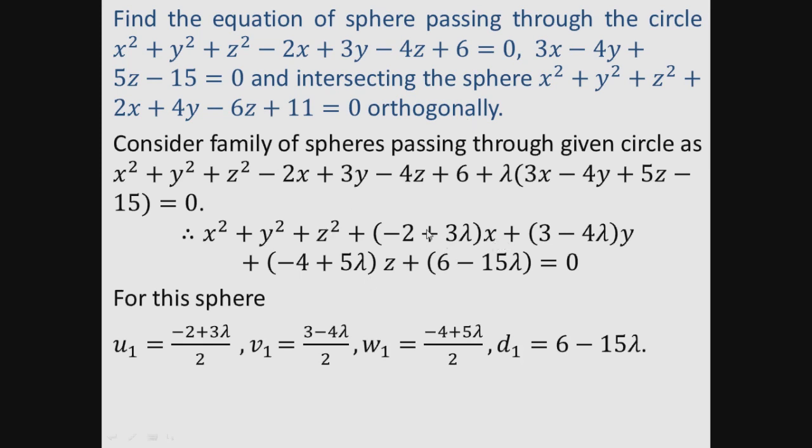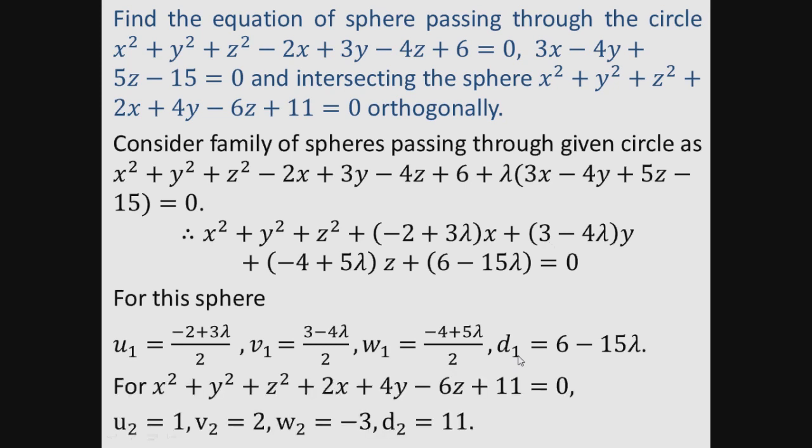So u1 will be coefficient of x divided by 2. v1 will be coefficient of y, that is (3 minus 4λ) divided by 2. w1 will be coefficient of z divided by 2, that is (minus 4 plus 5λ) by 2, and constant term is d1.